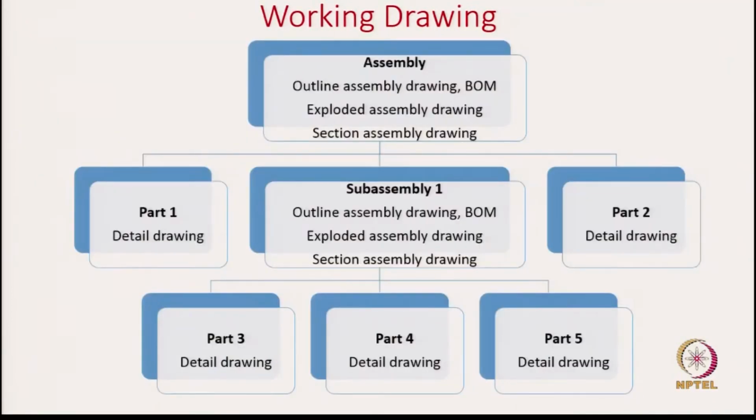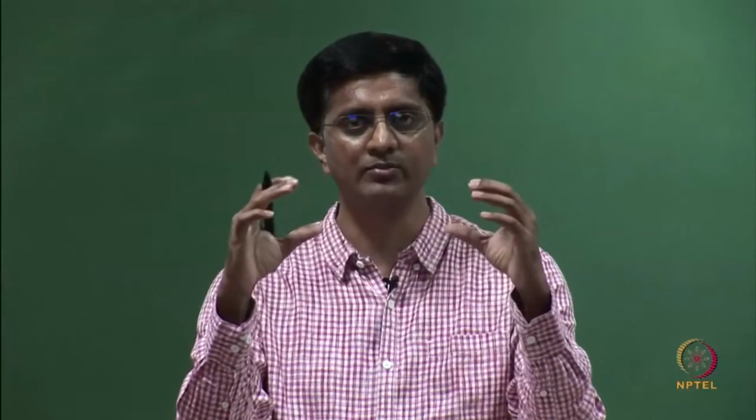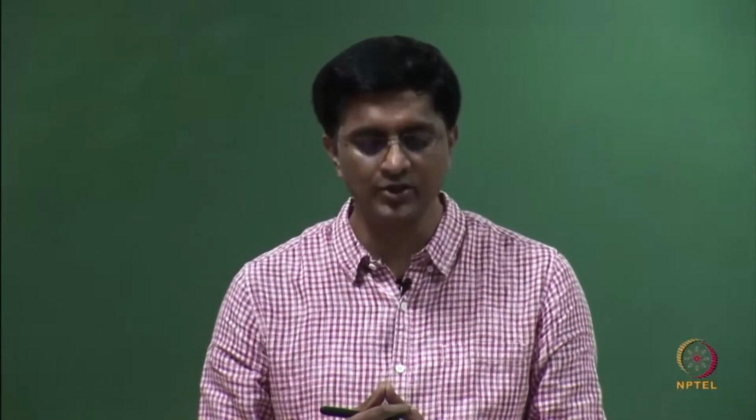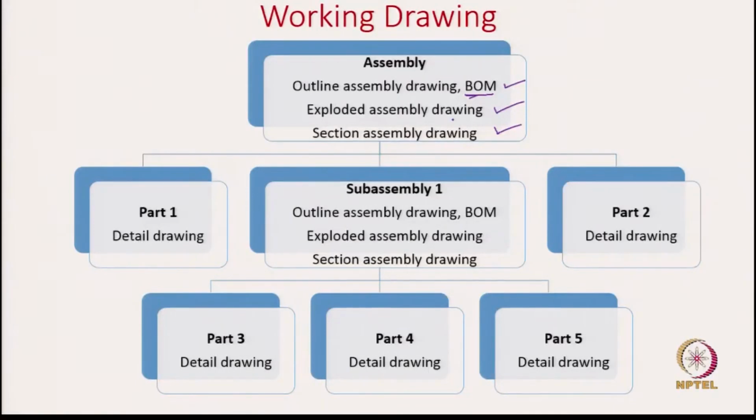Let me show you the same working drawing we have been discussing in a flow chart. At the assembly level, we see multiple drawings called the outline assembly drawing, exploded assembly drawing and the section assembly drawing. We will be looking at each of them in the next few slides. We will also be looking at something called the BOM or bill of materials, which is a list of all the parts in the assembly. To start with, we show the assembly in 3 different manners. You may choose one of them or all of them depending on the purpose for which you are drawing the assembly.